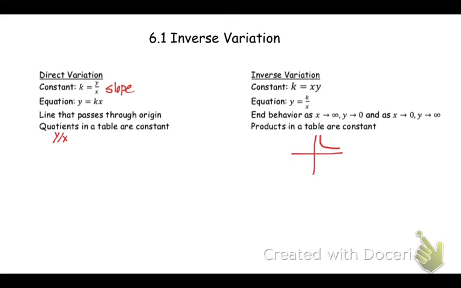As x approaches infinity, y is approaching 0. And as x approaches 0 from the right side, y is approaching infinity. And these are just talking about if we're looking at positive values, like real-world situations. Then if we're looking at a table of values, the products in that table would be constant. Again, that's because the constant is found by multiplication.